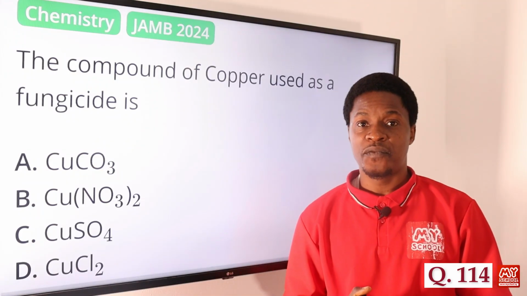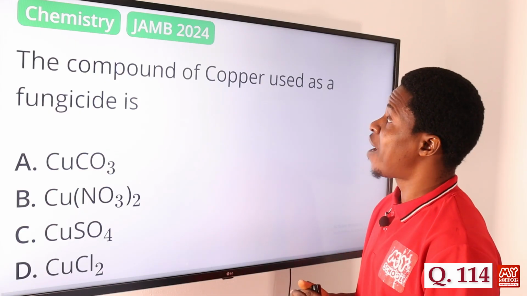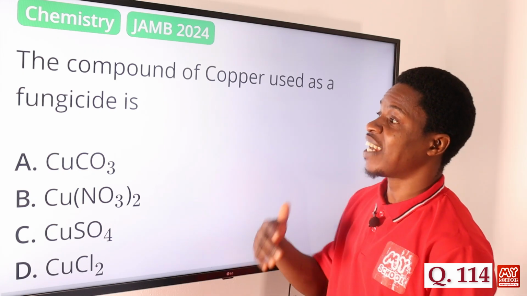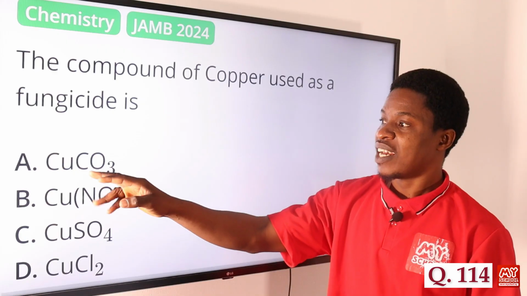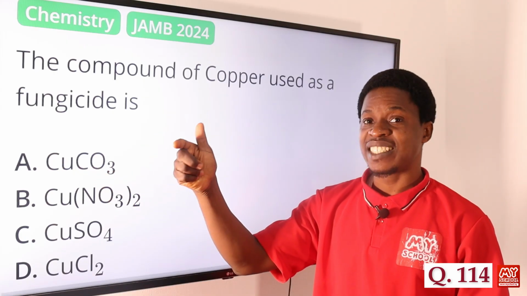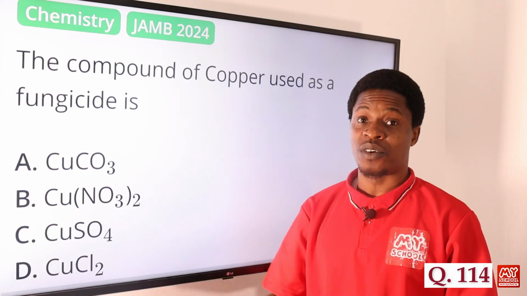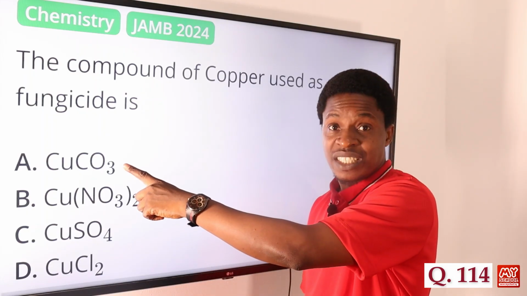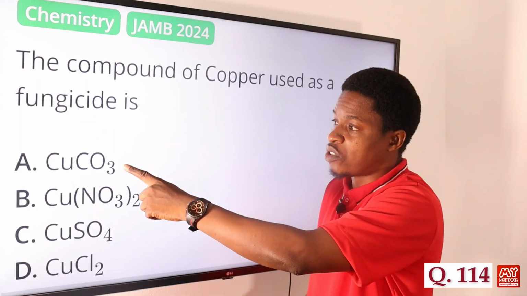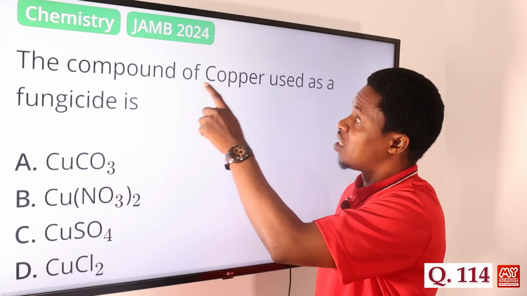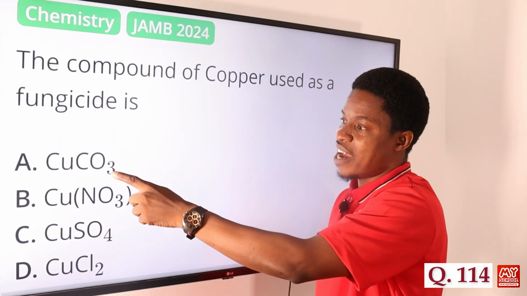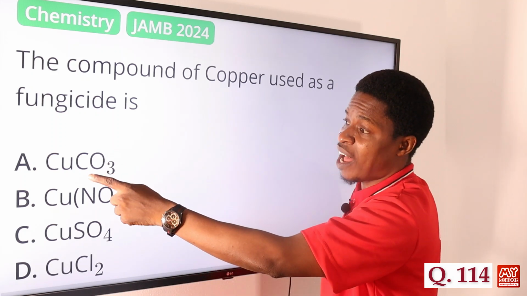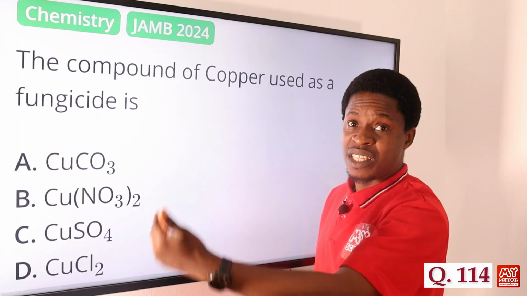Now, question 114. The compound of copper used as a fungicide is called what? Option A says copper carbonate. Copper carbonate has a distinctive green color as its pigment, so it is used in the paint industry, in making paints and paint emulsion. So copper carbonate is not the compound used as a fungicide. Even though it has some other uses, its major use is in the paint industry.